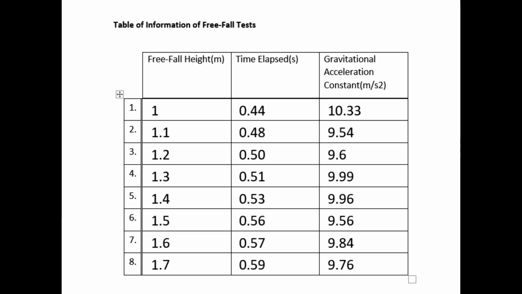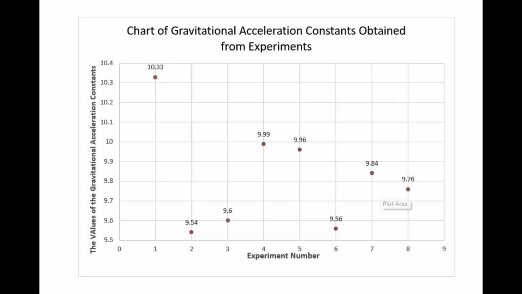As you can see in this table and in the following chart, experiments number 1, 4, 5, and 7 were higher, and experiments number 2, 3, 6, and 8 were lower than the theoretical gravitational acceleration constant that has been obtained from gravitational acceleration calculators, which is 9.7989 meters per second squared. Next, I took the average of the 8 experimental gravitational acceleration constants as my main gravitational acceleration constant in order to minimize the error in my experiment, and finally, I compared it with the theoretical acceleration constant.